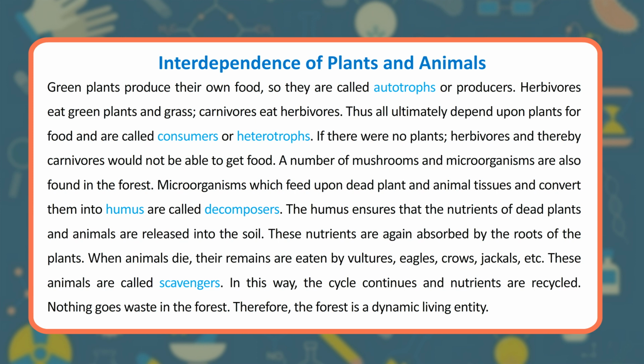If there were no plants, herbivores and thereby carnivores would not be able to get food. A number of mushrooms and microorganisms are also found in the forest. Microorganisms which feed upon dead plant and animal tissues and convert them into humus are called decomposers. The humus ensures that the nutrients of dead plants and animals are released into the soil. These nutrients are again absorbed by the roots of the plants.